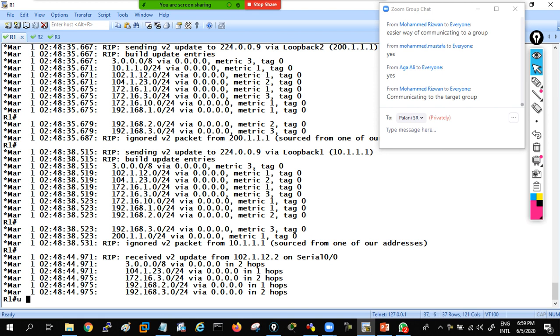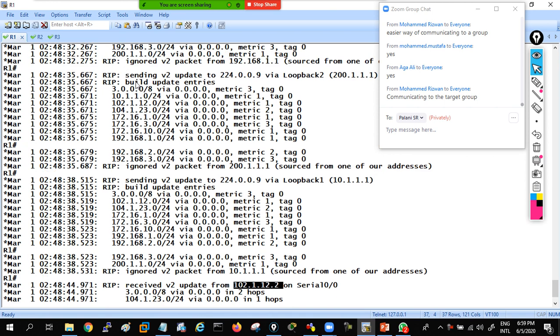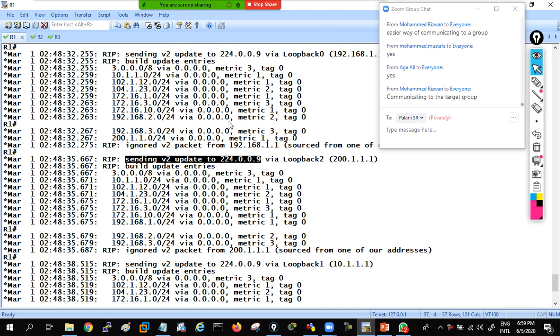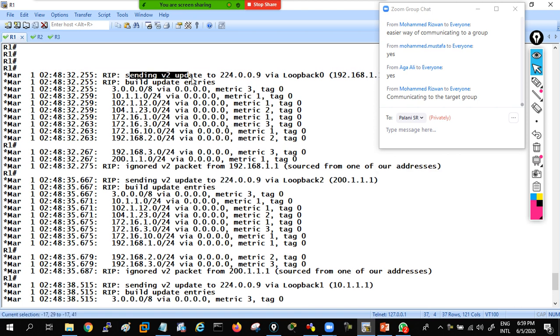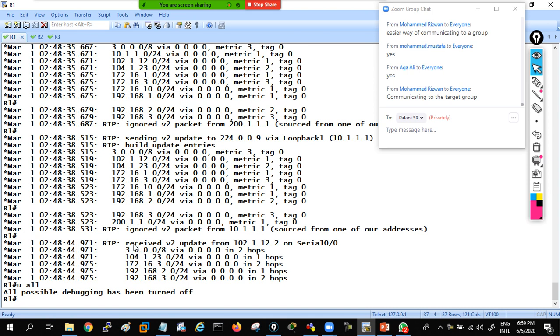Now stop, you all. Now he is receiving the updates from whom? 102.1.12.2, but sending the updates how? Through the multicast address, right? Everybody is using the multicast address to send the updates. Did you see that? But receiving as a unicast.